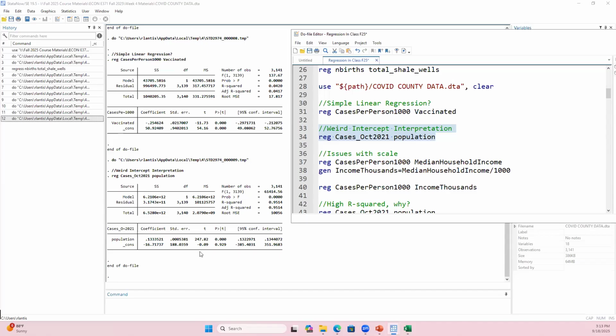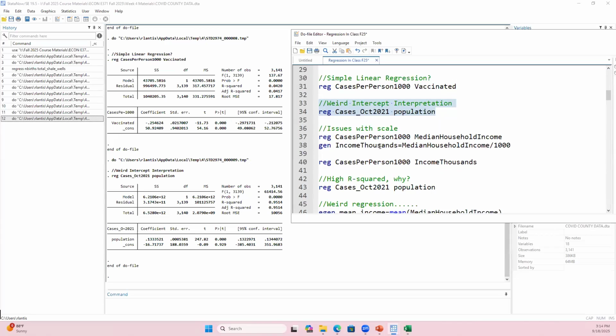So sometimes we can end up with these weird interpretations for our intercept, but that's just because mathematically a line has to start somewhere. Even if we will never see 0 for the population in our data set, that's still how we're going to interpret that intercept coefficient. Okay, does that make sense? Sometimes the intercept will have weird interpretations, but that's still how we interpret it.